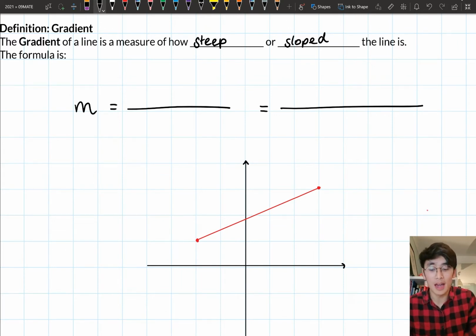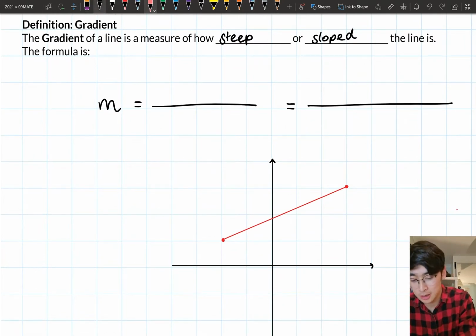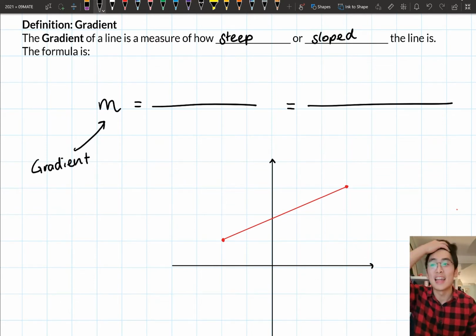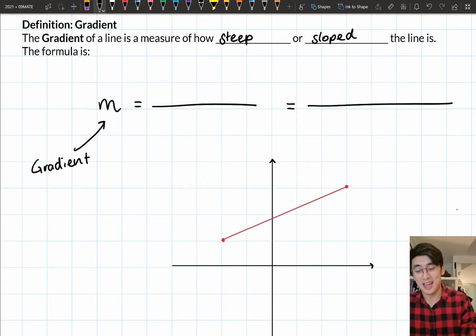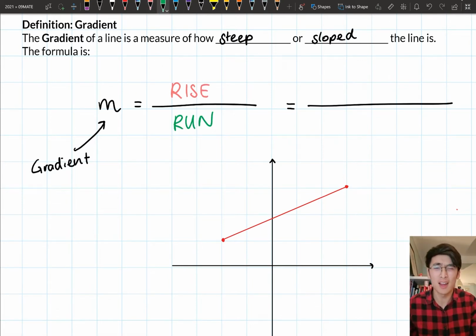And so the way that we calculate this, we use the formula m. So m is just our notation here. This m is the way that mathematicians usually write gradient. Don't ask me why, we just decided that m was a nice letter. And so here the gradient is equal to rise over run. That's the formula we're going to be using. Now, rise over run is not very mathematical and numbery yet, but we're going to work towards that.